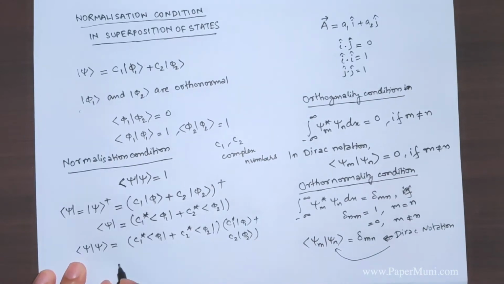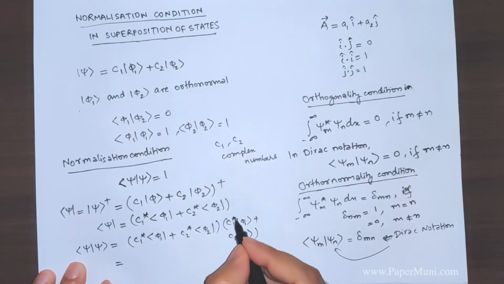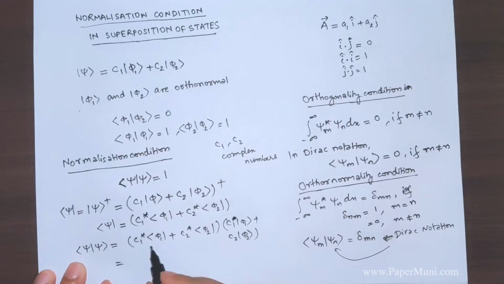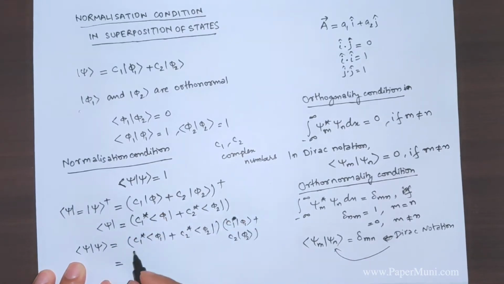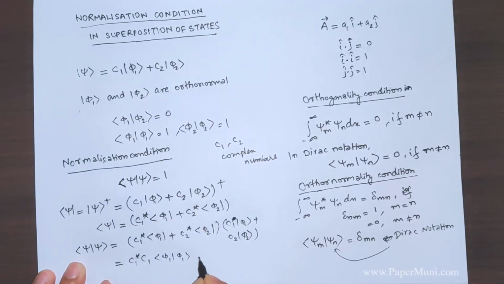If you multiply these two together, just simply multiplication, this is nothing. Be careful, these are the stars, this is nothing. Now when you take the product of this with this, you will get C1 star C1, and this is phi 1 phi 1. So we have an inner product of phi 1 and phi 1.